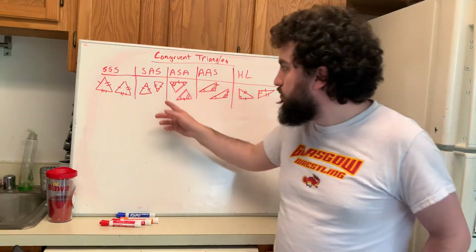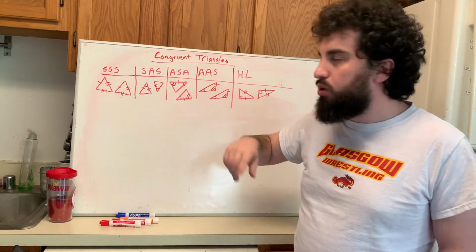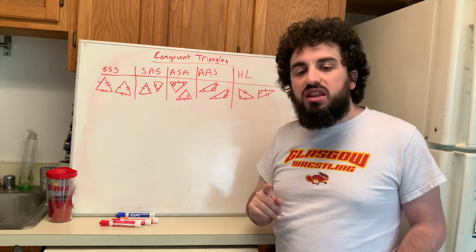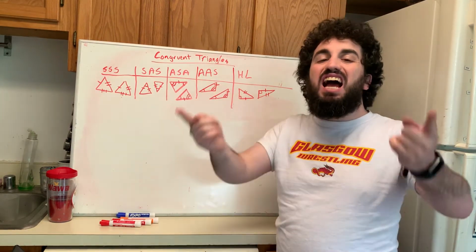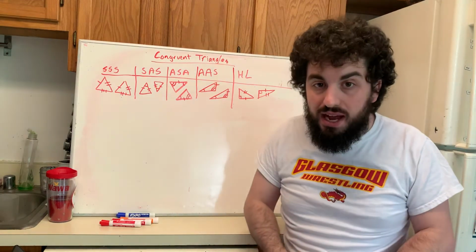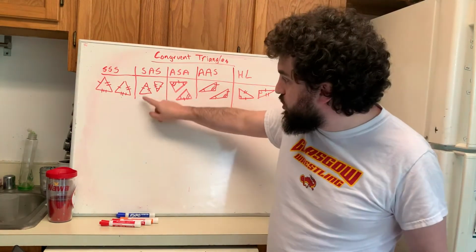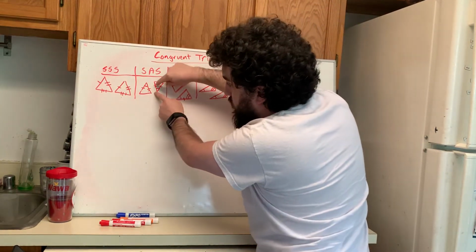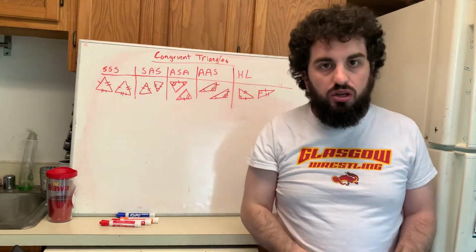Now, the next type of congruence we're going to see is side angle side. And this says that if you know 2 sides and the angle in between them are all the same, then we have congruence. So side, the angle in the middle matches, and then the side after that angle matches.